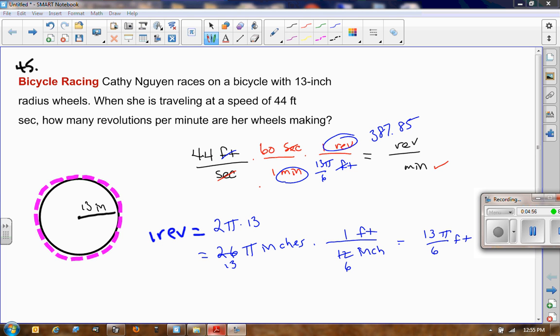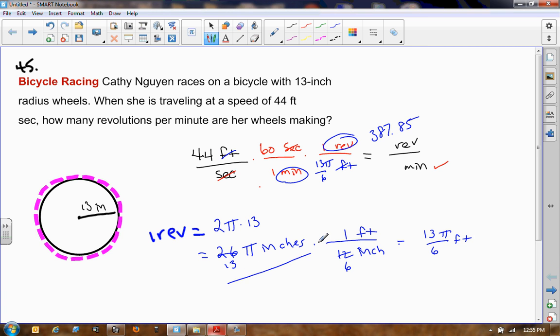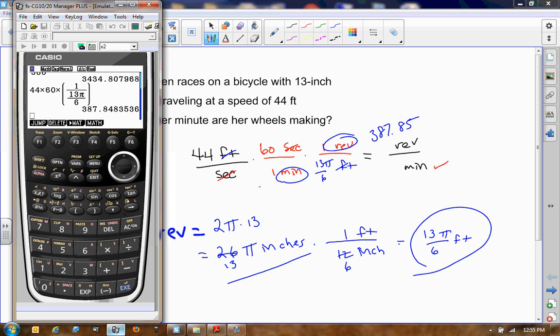Ask yourself, what am I trying to get to? Revolutions per minute. That's what your final answer wants to be. What am I starting with? Feet per second. I've got to get rid of seconds and pick up minutes. I've got to get rid of feet and pick up revolutions. You've got to keep in mind the problem was given to me in inches, so I've got to convert that to feet.